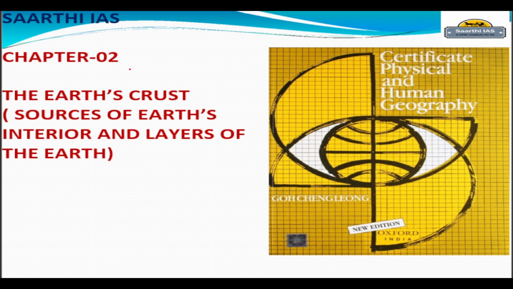My dear viewers, aspirants, and dear students, as you all know, today we will discuss the second chapter of GC Leong, that is the Earth's crust. In this chapter, we will discuss the sources of Earth's interior, what are the different evidences, what are the different sources which prove that Earth's interior looks like this, and along with that, we will explore the different layers of the earth. That is how the interior of the earth is divided into different layers. And we'll try to explore the discontinuities of the earth's interior in between the different layers of the earth.